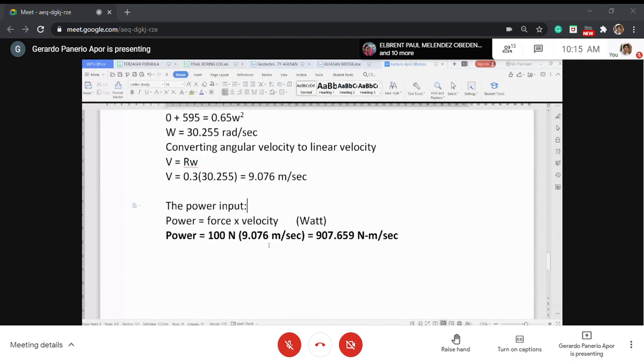So because we know the force is 100 Newton and the velocity is 9.076, the power or the rate of work is equal to 907.659. The rate of work means the first derivative of work is equal to the power.